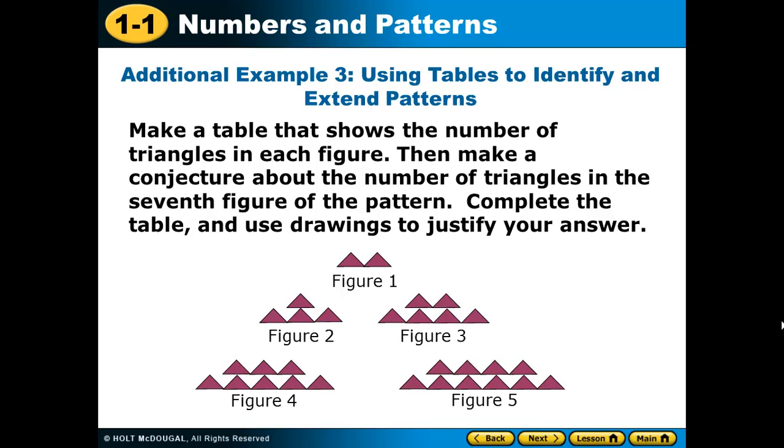So here I've got some more patterns to identify. Make a table that shows the number of triangles in each figure. Then make a conjecture about the number of triangles in the 7th figure of the pattern. Complete the table and use drawings to justify your answer. This is kind of like the cups that you had to use. They're building bigger structures here. If you look, my first figure has 2 triangles. Figure 2 has 4. Figure 3 has 6. Do you start to see a pattern?